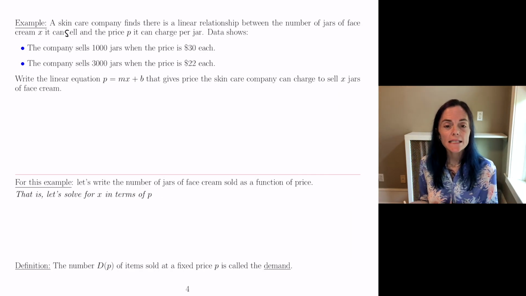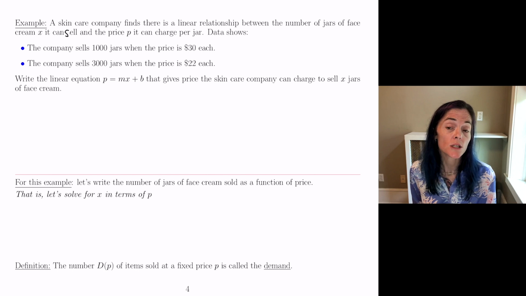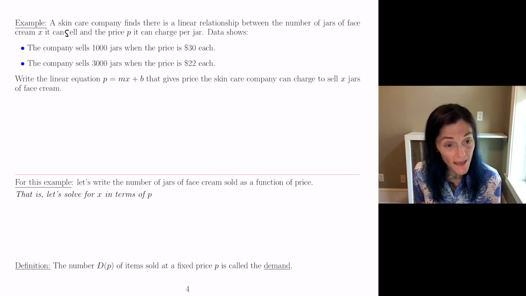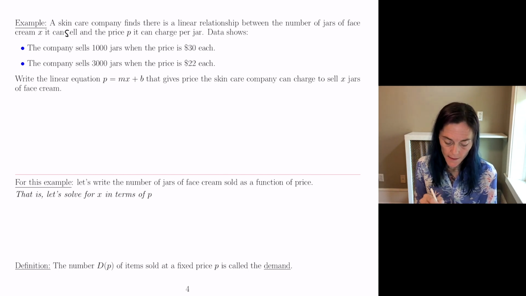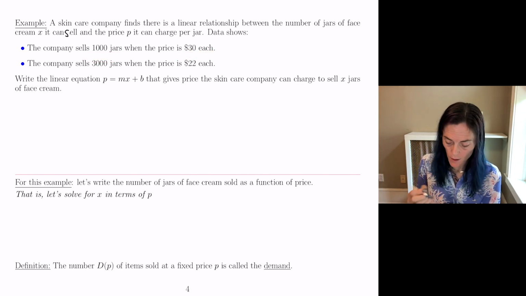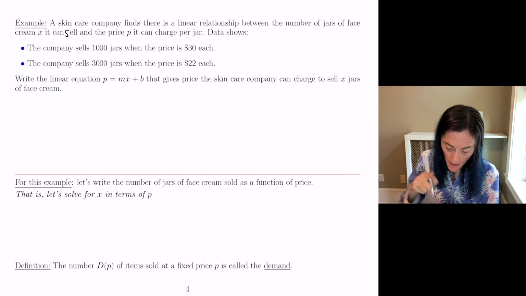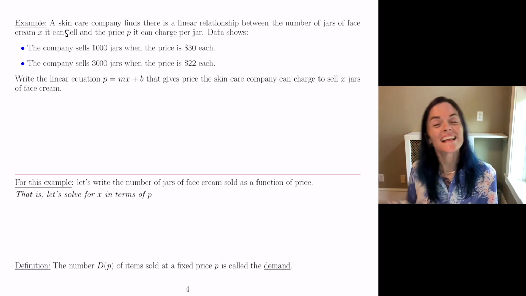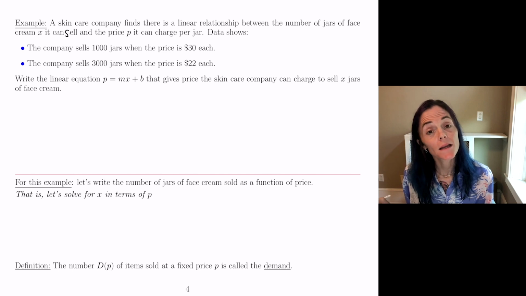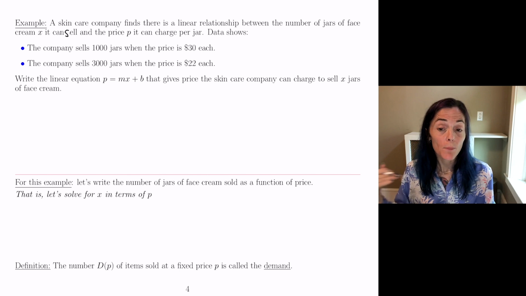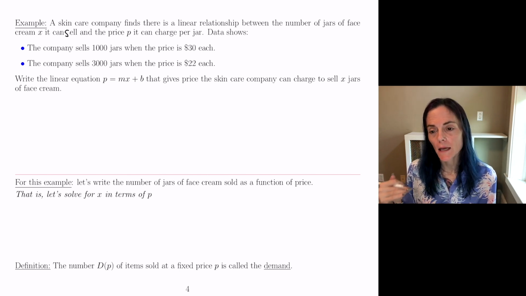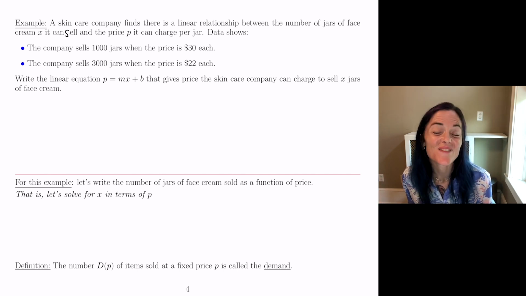Next example, a skincare company finds there's a linear relationship between the number of jars of face cream, x, it can sell, and the price p, it can charge per jar. Data shows the company sells 1,000 jars when the price is $30 each. The company sells 3,000 jars when the price is $20 each. And we want to write a linear equation, p is mx plus b, that gives the price the skincare company can charge to sell x jars of face cream.